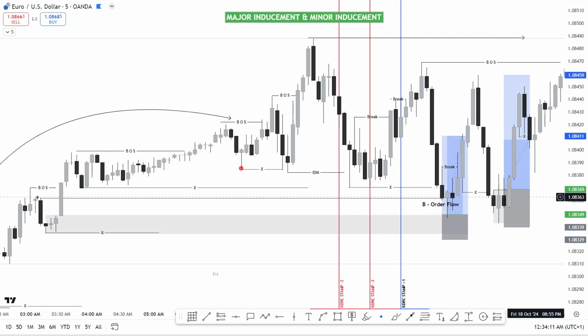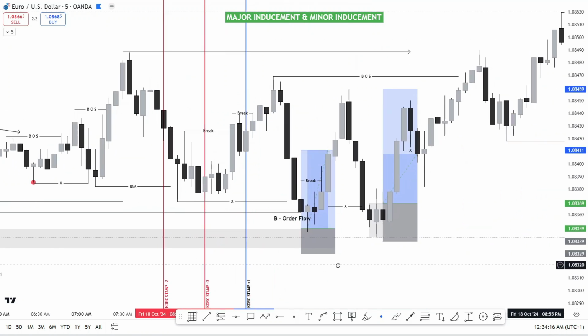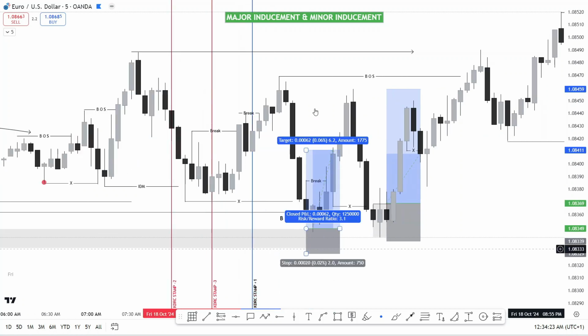Immediately price taps into my bullish order flow, and this was when I went to the 1 minute, but we're not doing that today. But remember, we're talking more of what? Inducement, major and minor inducement. So that's exactly what happened.